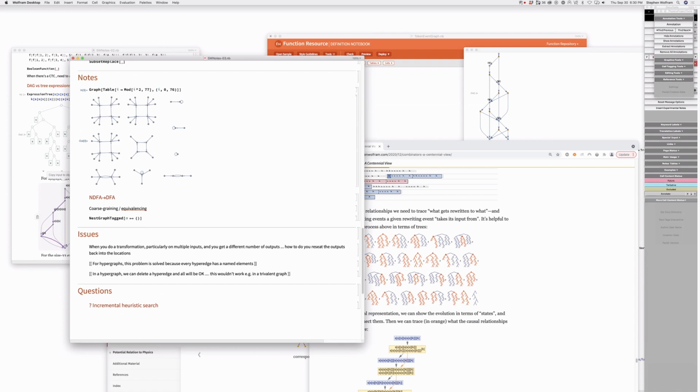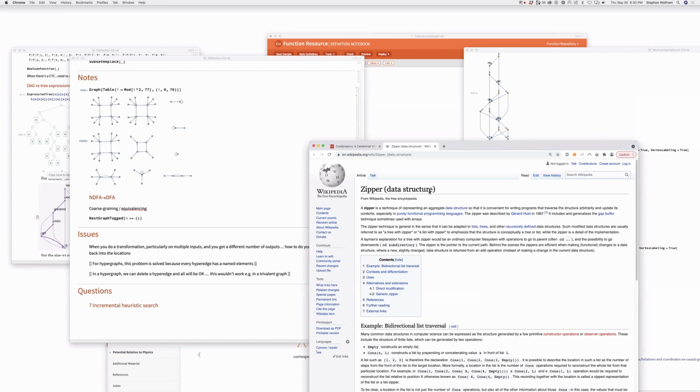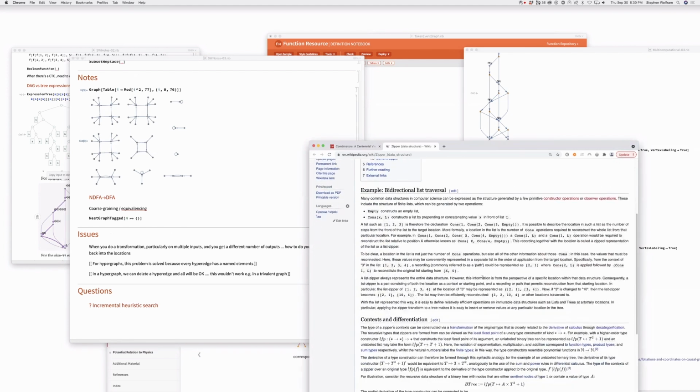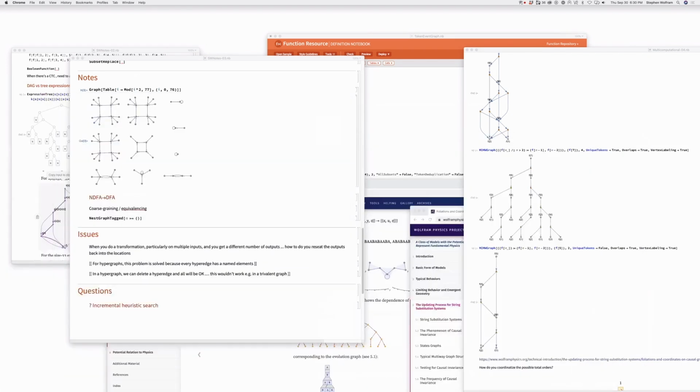Carlos sends something about zippers. What is this, that thing? Zipper is basically the data structure that comes out when you're trying to traverse a data structure. So basically, if you're traversing a list, the zipper of a list is two lists, the one on the left and the one on the right of the cursor. Okay, what is it for a tree?